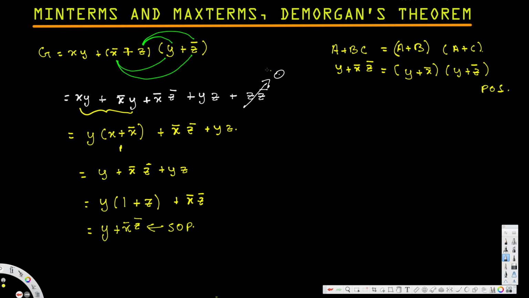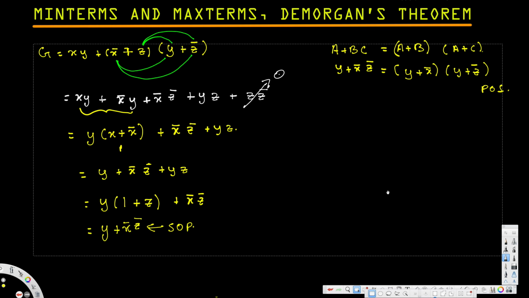Okay, now that's it for the Minterms and Maxterms, and let's talk about De Morgan's theorem, because similar to this one, there are two different equations which we can use for simplifying these kind of things. That is in De Morgan's theorem. There are two things. Let's look at that one. Okay, let's get rid of this.